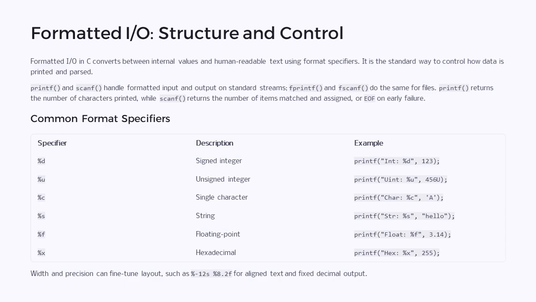So these are some of the common format specifiers which are used in formatted I/O to give input in our programs. Width and precision can fine-tune layout, such as %-12s, %8.2f for aligned text and fixed decimal output. So in this structure we can see we can give integer values, unsigned integer values, character values, strings, floating points which is decimals, and hexadecimals.